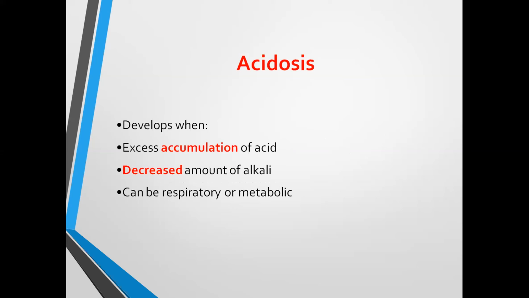The common four terminologies that you will be seeing again and again while interpreting ABGs are acidosis, alkalosis, respiratory, and metabolic. So you have to know these terminologies. What is acidosis? Acidosis is basically excessive accumulation of acid. Whenever we have excessive accumulation of acids, we call it acidosis, and the consequence is that the patient has a decreased amount of alkali. It can be both respiratory or metabolic.